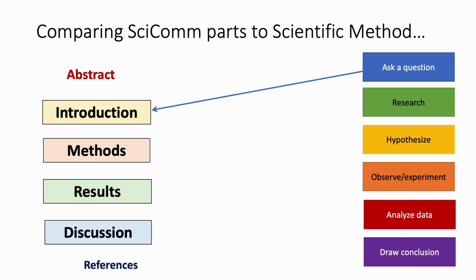So after we figure out the question we want to address, the first thing we do is not to do an experiment, but actually to do research and see what's already been done. And so we're basically doing a literature search. And where does that all go? That literature search ends up in the introduction.